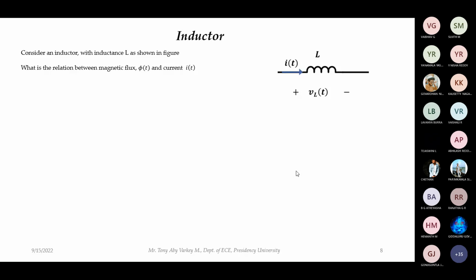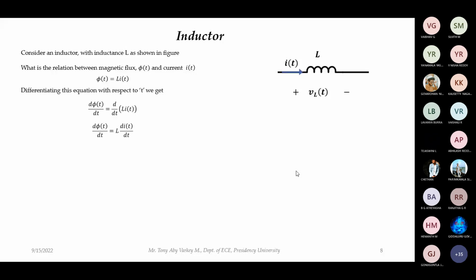Magnetic flux linked is equal to L into I. So here phi of t is equal to L into I of t. Now again, I am differentiating this equation with respect to time. So d phi by dt is equal to d by dt of L I of t, so d phi by dt is equal to L into di by dt.